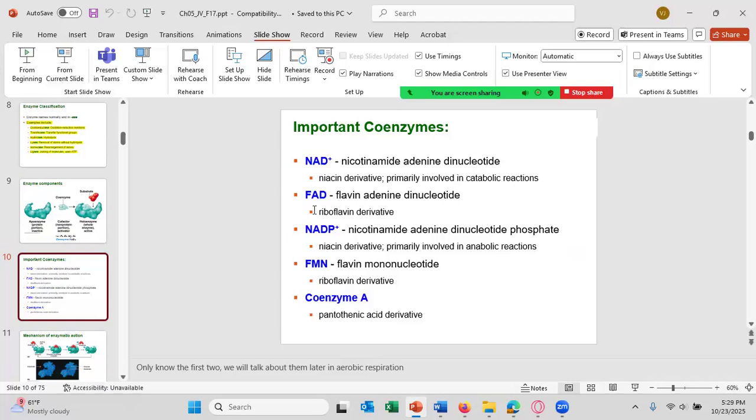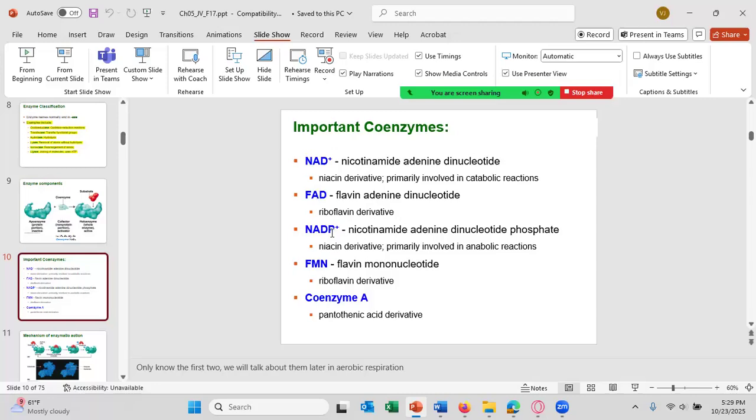And then FAD, flavin adenine dinucleotide, a riboflavin derivative. Riboflavin is a B vitamin. It also plays a role in aerobic respiration. So you need to know these two are coenzymes.